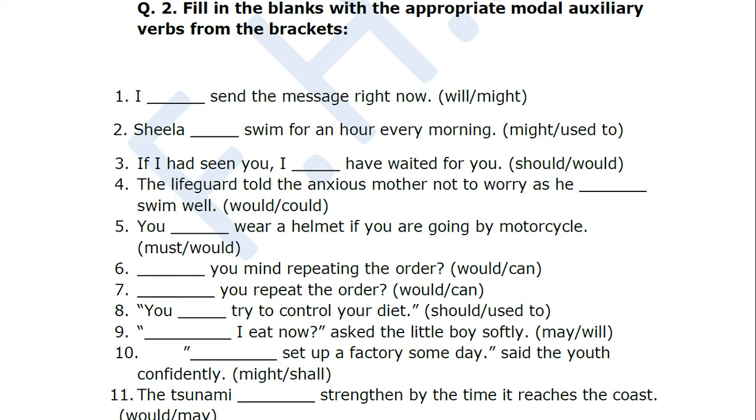Next one. You dash wear a helmet if you are going by motorcycle. Must or would. Next one. Dash you mind repeating the order. So would you mind or must you mind? You have to choose from this. Dash you repeat the order. Would or can. You dash try to control your diet. So what is he telling her? You think what and why will your dad or anyone say anything? Yes.